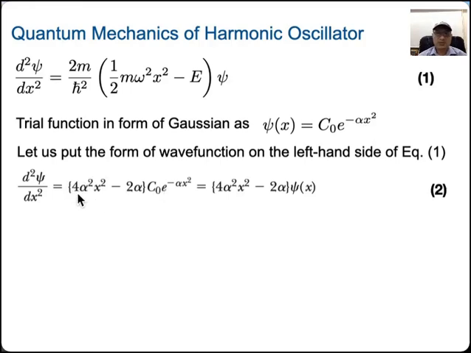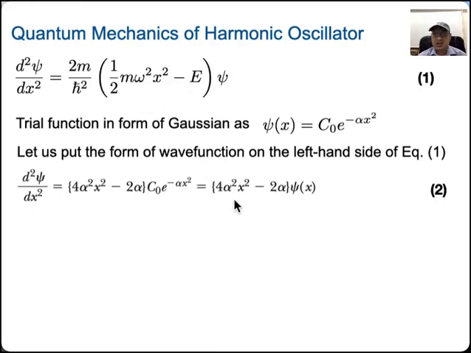So the first term will be your 4 alpha square x square, and the second term will be minus 2 alpha, and here I have taken the Gaussian form outside from both the terms. So this I can again replace by psi of x, because that is my trial wave function. So now I have the expression for the left hand side, and this is my right hand side. The right hand side also has two terms. So now I can equate term by term.